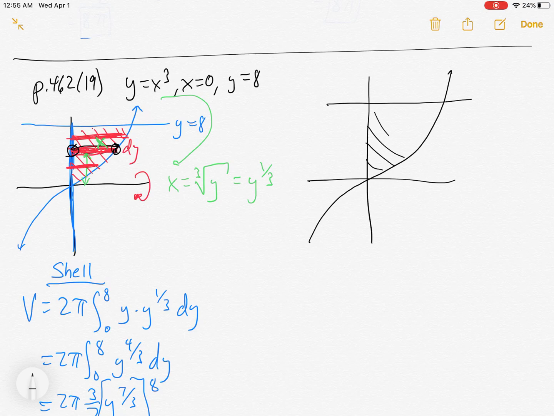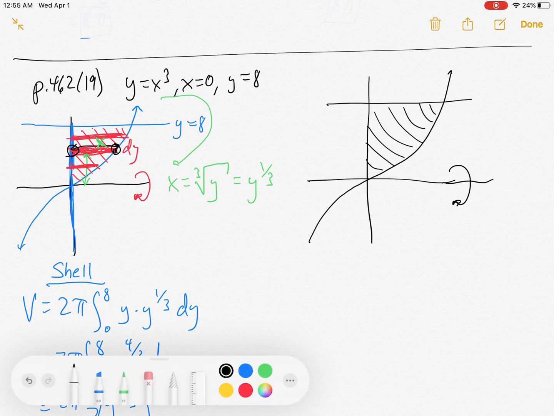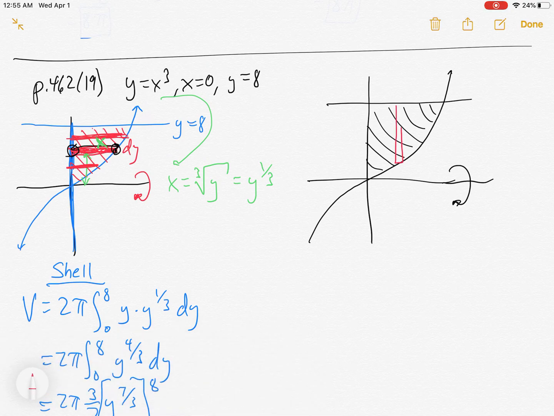So there's a region revolving around the x-axis. And so we need a vertical representative rectangle. You could always tell it's going to be the opposite of the shell. So this will be vertical. So sketch, arrow, rectangle, differential, tiny x.